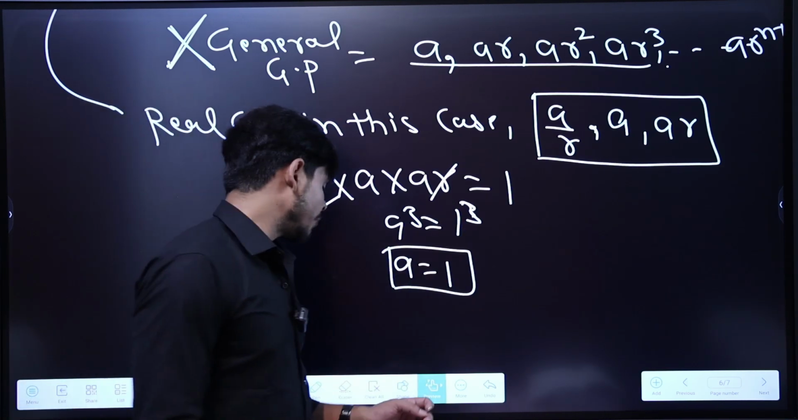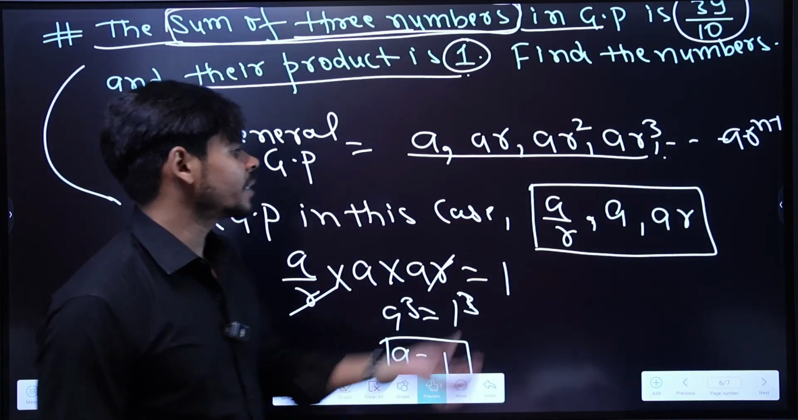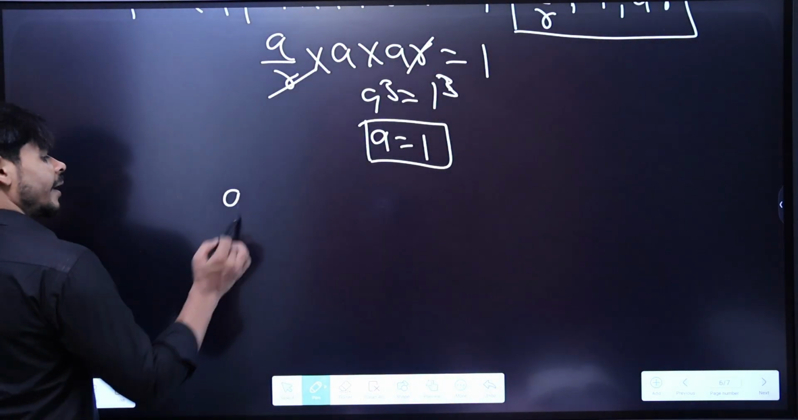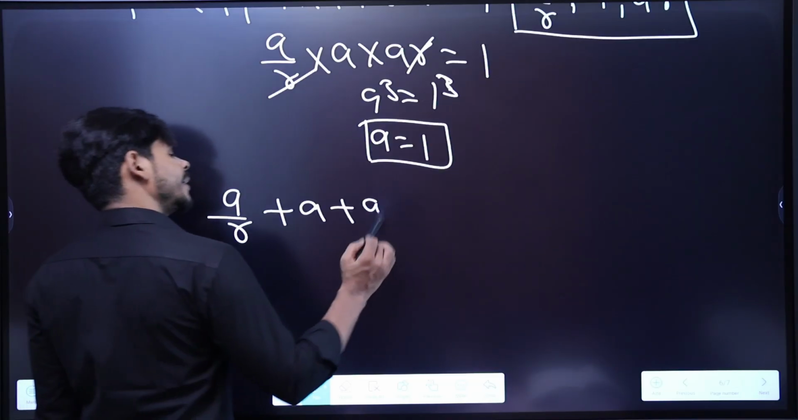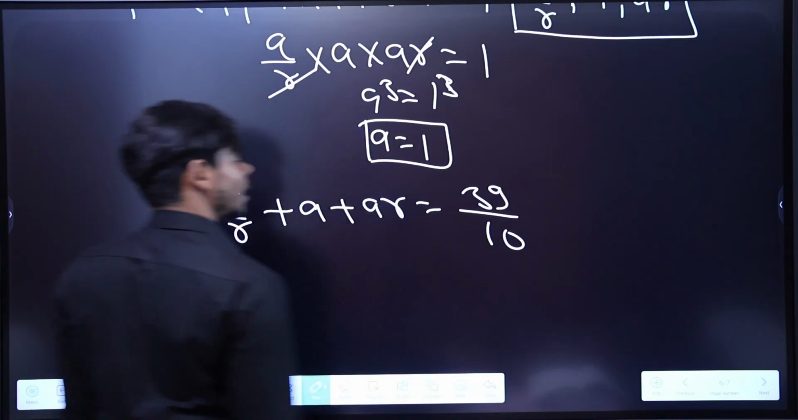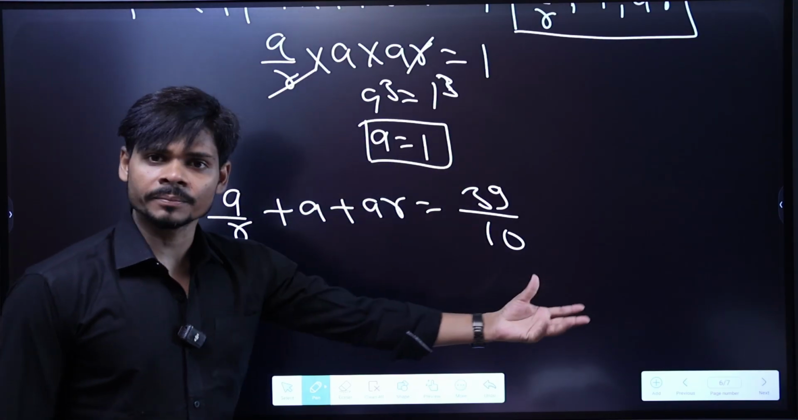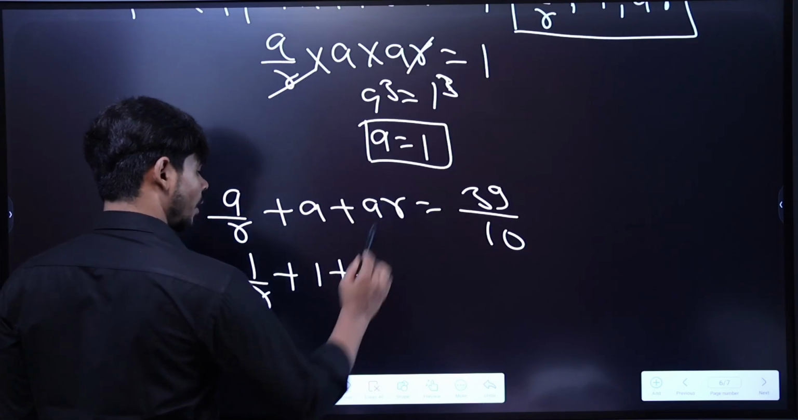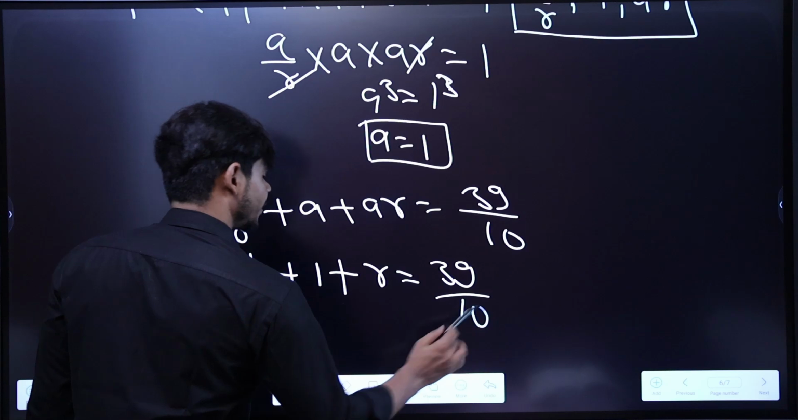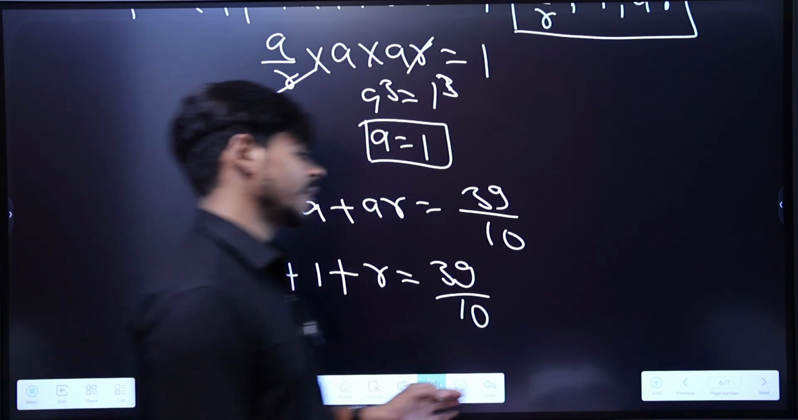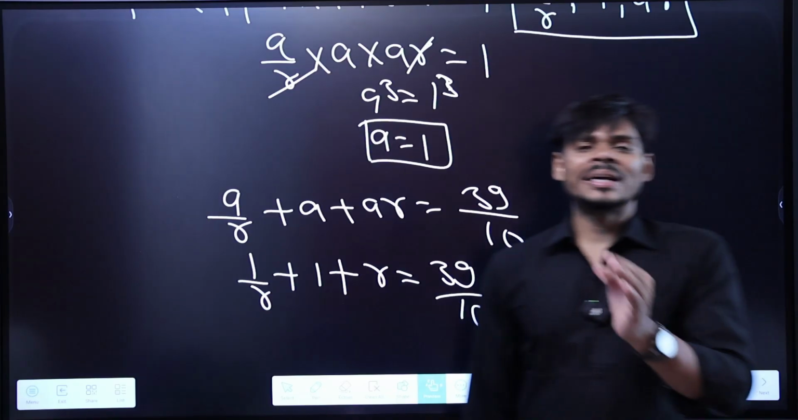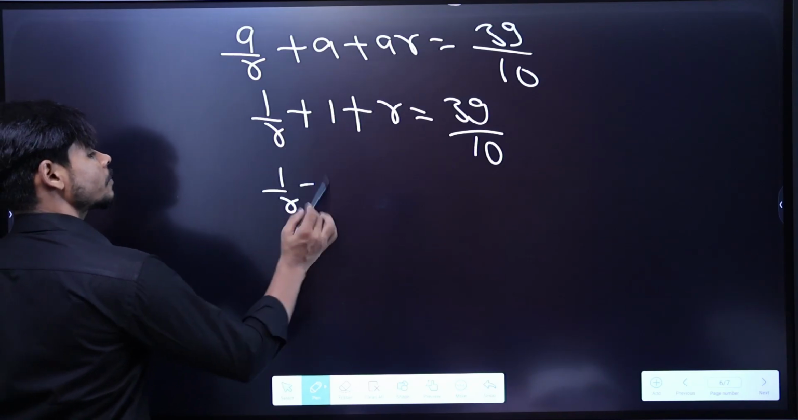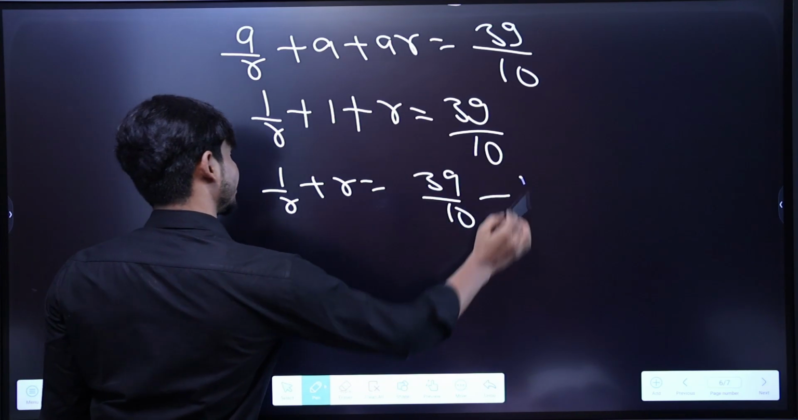A is 1. If we have got A as 1, we are also given that the summation of these three terms is 39 by 10. Now, what I am going to do is A upon R, according to the question, A, and A times R is 39 by 10. Because we have already got the value of A as 1, I am going to substitute over here. So 1 by R plus 1 plus R will be equal to 39 by 10. From here you can easily make a quadratic equation. Let me first make it out. So it will be 1 by R plus R equal to 39 by 10, negative of 1.